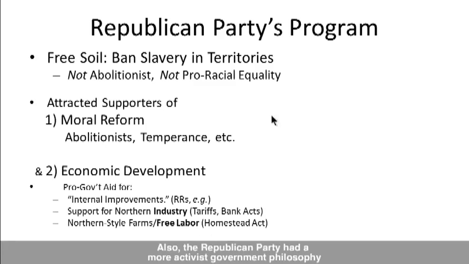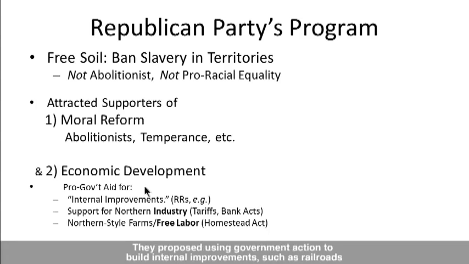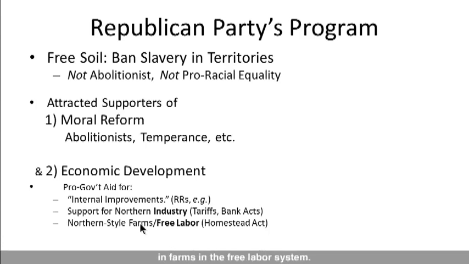Also, the Republican Party had a more activist government philosophy than the Democratic Party of that day. They proposed using government action to build internal improvements such as railroads and other transportation projects, support for northern industry through national tariffs, for example, and in general to support northern-style economic activity in farms and the free labor system.